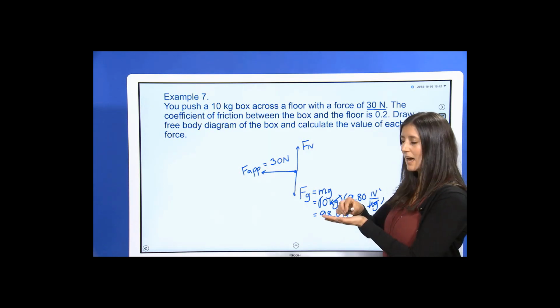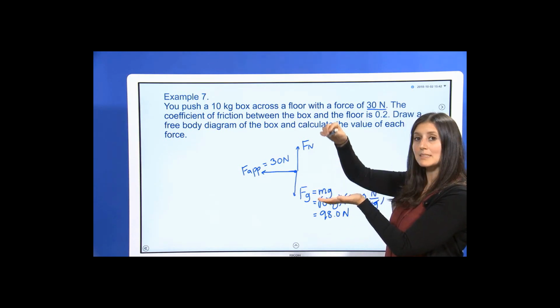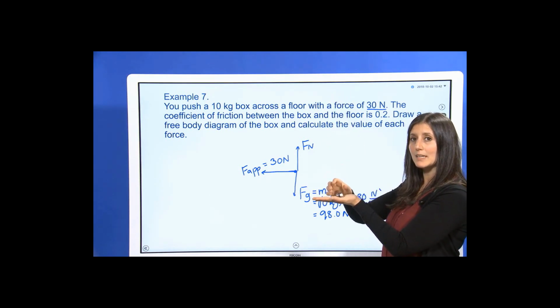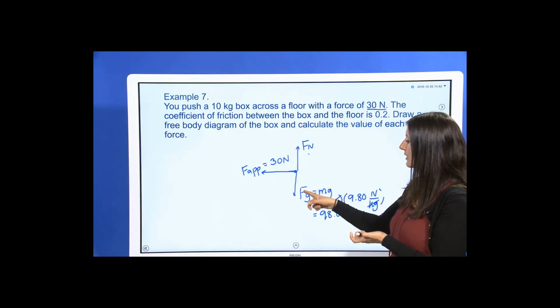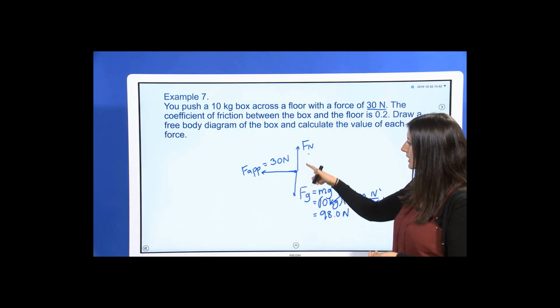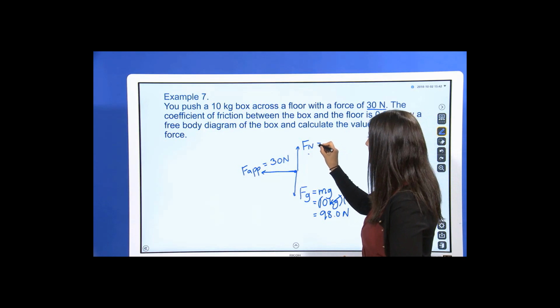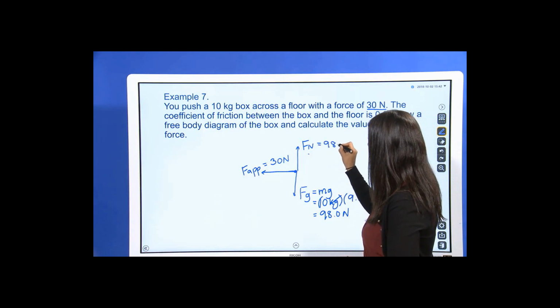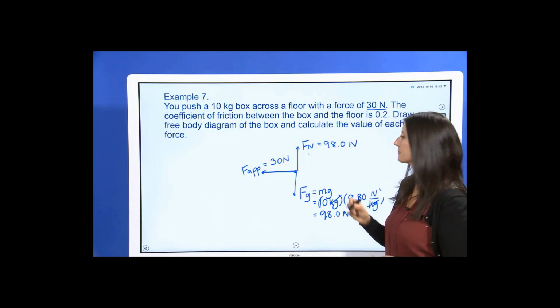Otherwise, my box is either going to fall through the floor into the ground, or it's going to fly up into the sky. That's not happening. It's staying on the surface. So the two forces, the normal and the force of gravity, must cancel one another out. They must be equal in magnitude, but opposite in direction. So my normal force then has to be 98.0 newtons pointing up.